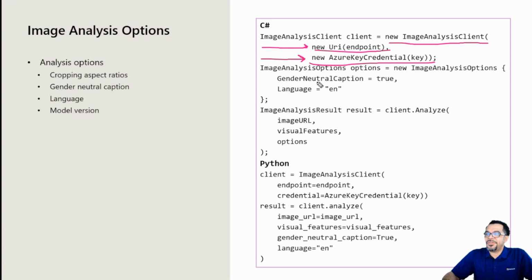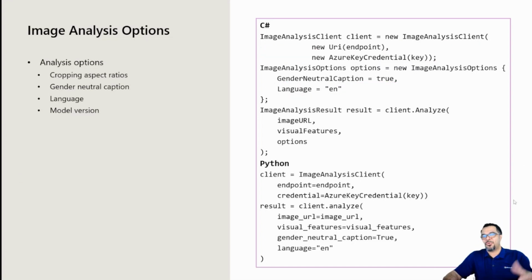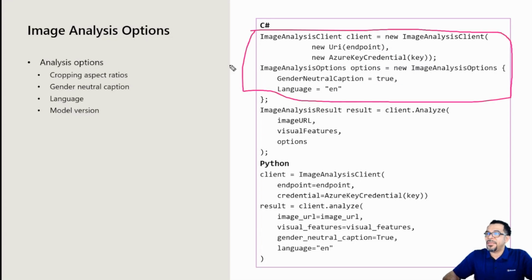In addition, you can also generate, let's say, gender-neutral captions if you don't want to identify the male, female, whatever it may be of that individual, and you just want to keep it general. You can do that with gender neutral captions. You can also define the language in which you want the output to be generated. And we do support a lot of different languages. So this is the first component: generating the client that we're going to use to submit the request.